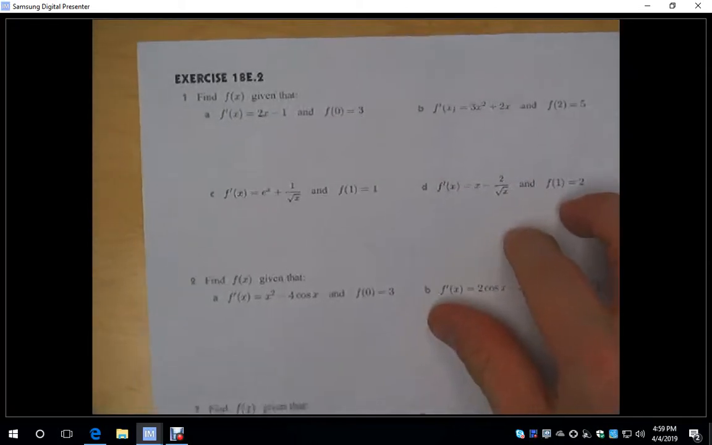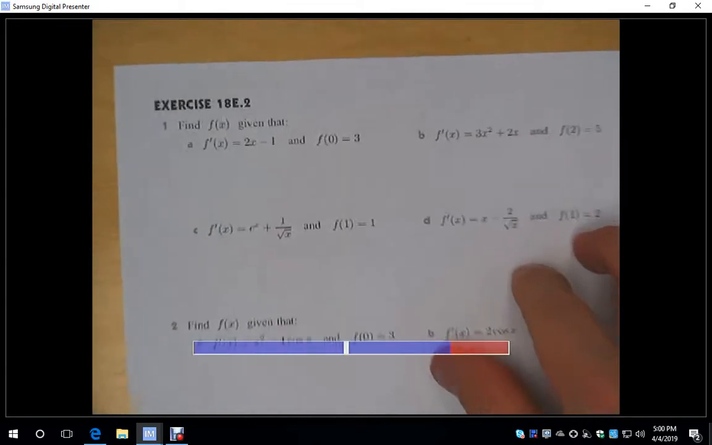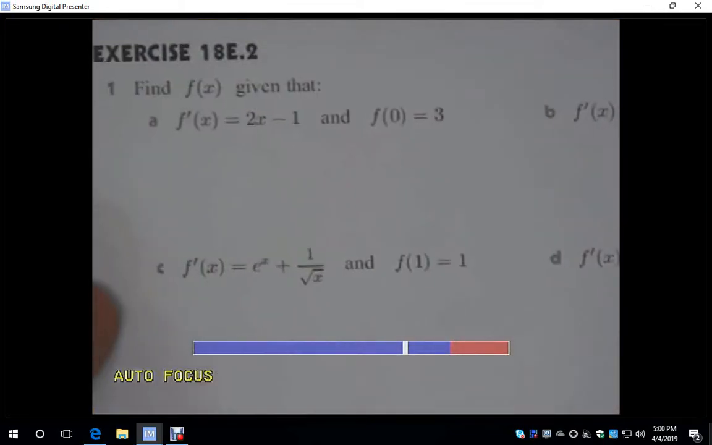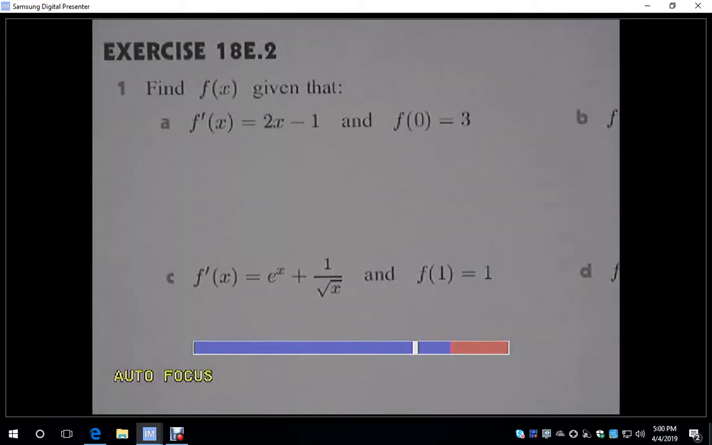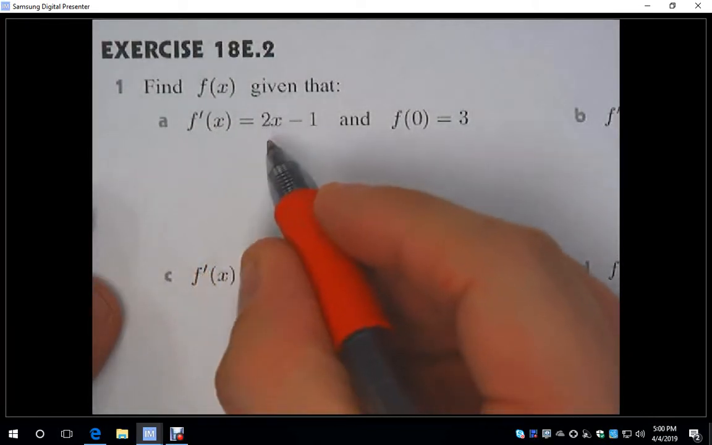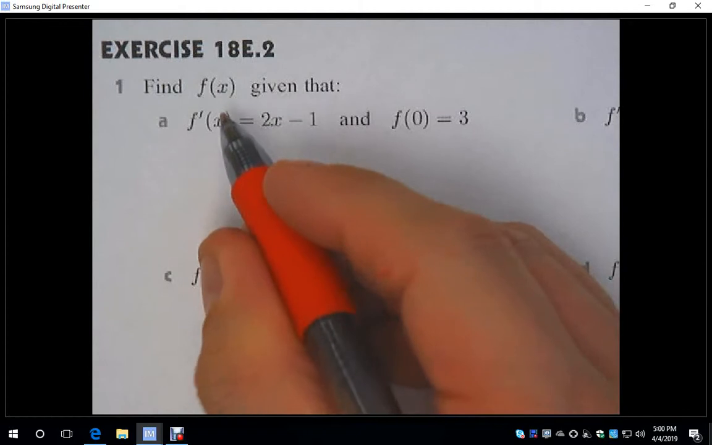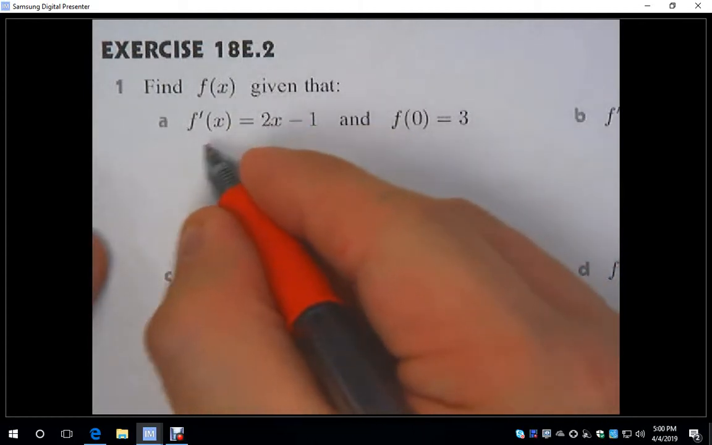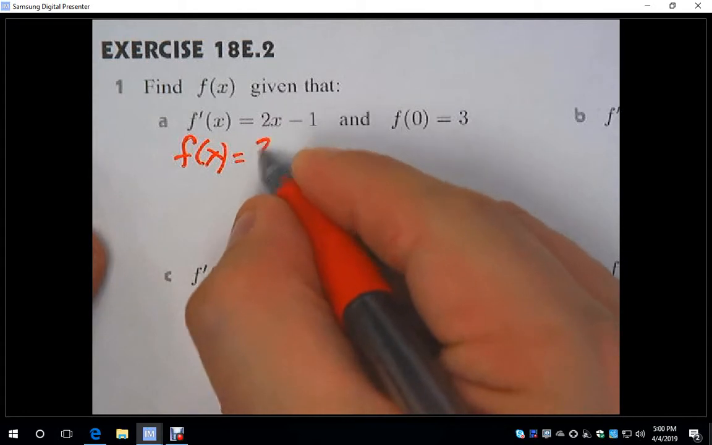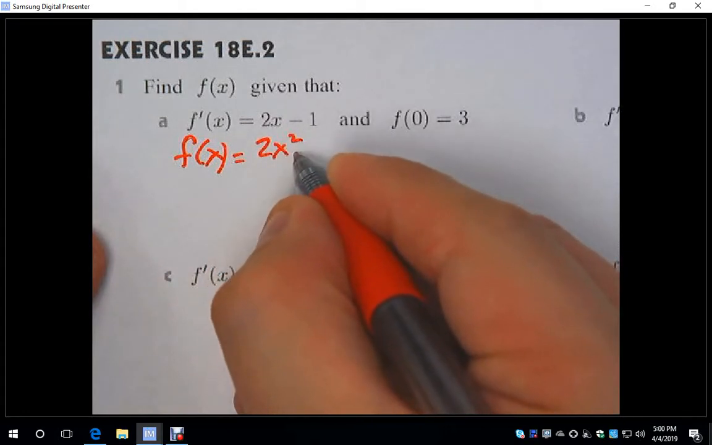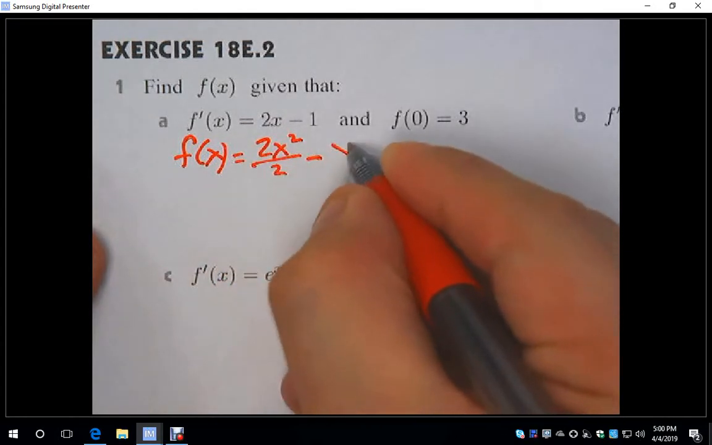So I'm going to jump into some examples. These examples are from the Haese Math book. Let's just look at number 1 to start out with. So I have my derivative function of 2x minus 1, and I want to go back to the original function. So we take the integral. That's going to give me 2x squared over 2 minus x plus c.